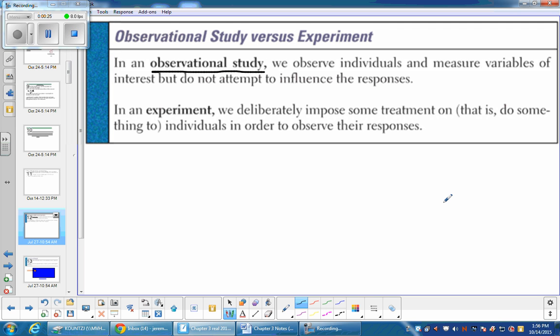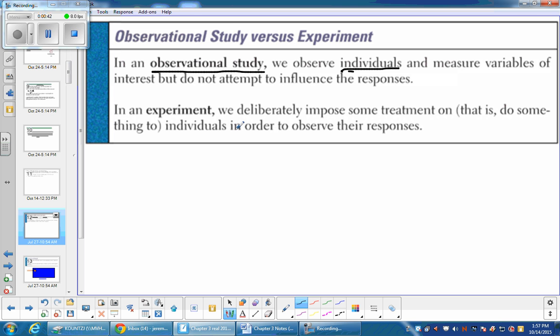Now, individuals don't have to be exactly people. I said people, but you could observe the paint in a house and see how that's affected by sunlight. There's no experiment here. You're just observing something that's happened, and you want to record the data.